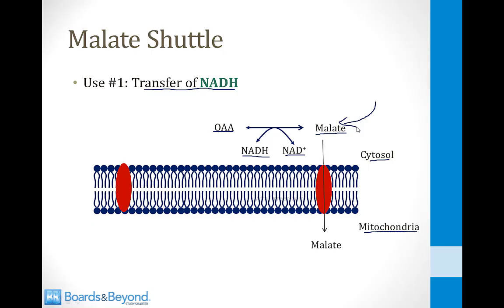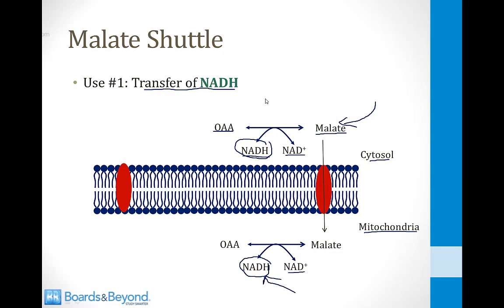Essentially what we've done is donate the electrons from NADH to malate. Malate can then shuttle across the mitochondria, bringing those electrons inside the mitochondria, and then the malate can be converted back into oxaloacetate. In doing so, it can give its electrons to NAD and create a molecule of NADH. So you can see that as a result of this shuttle, the NADH, which was stuck in the cytosol, has now been moved inside into the mitochondria where it can participate in electron transport.